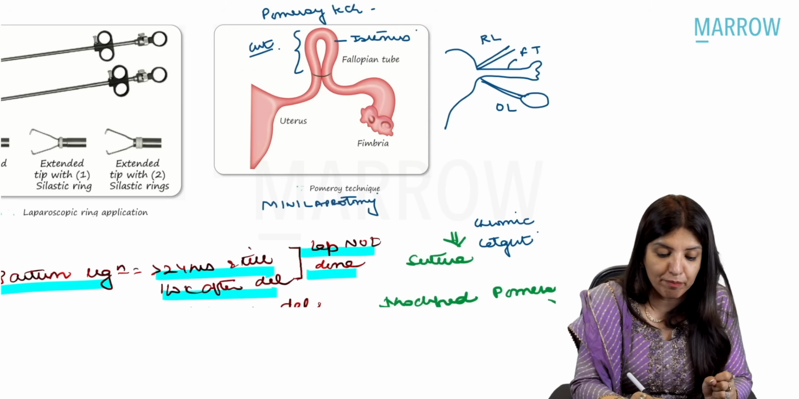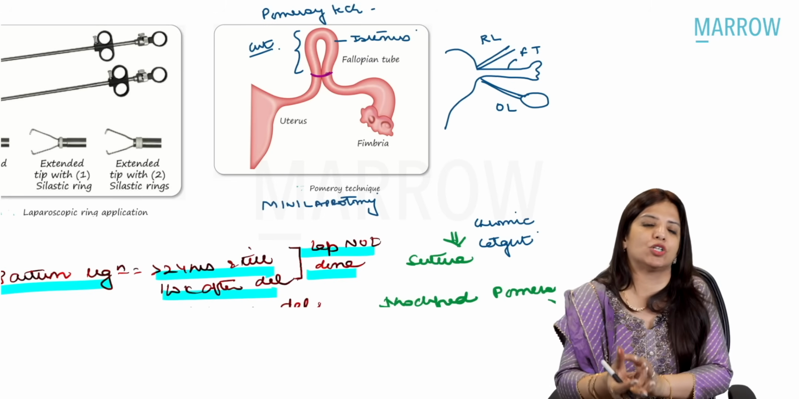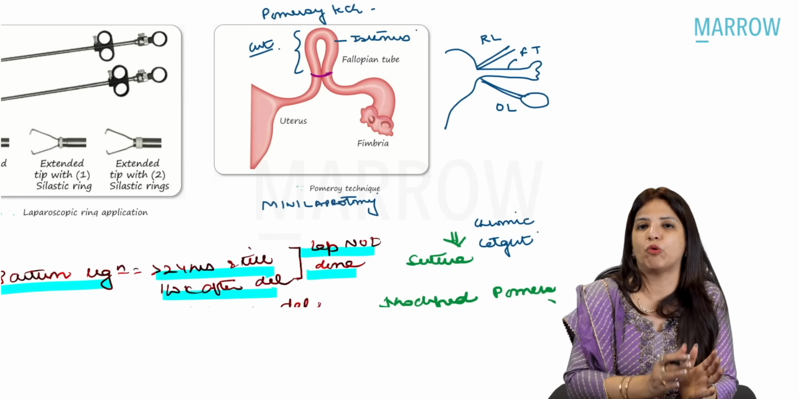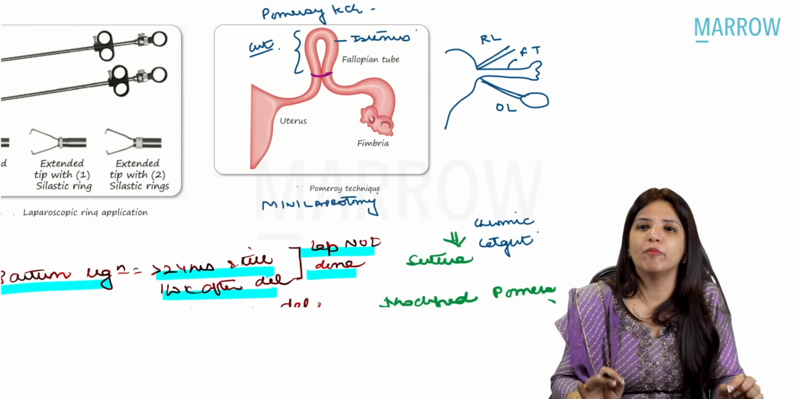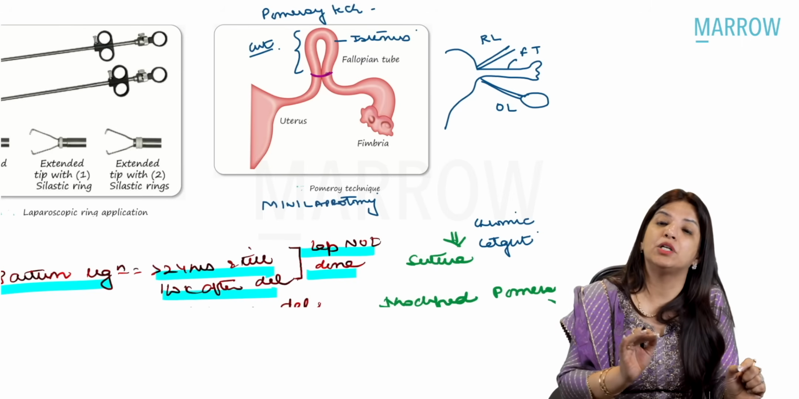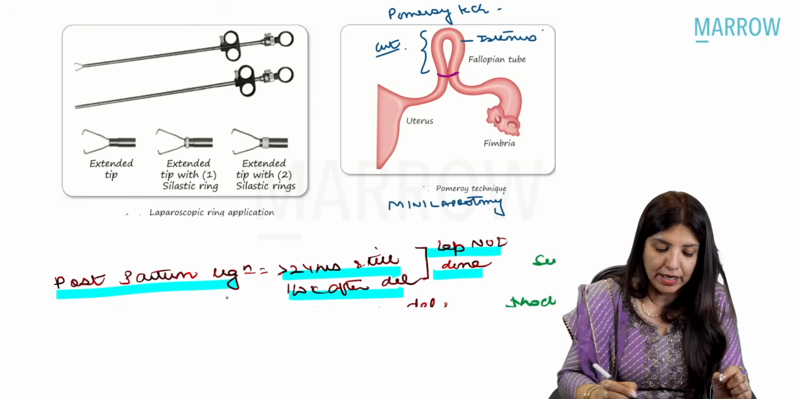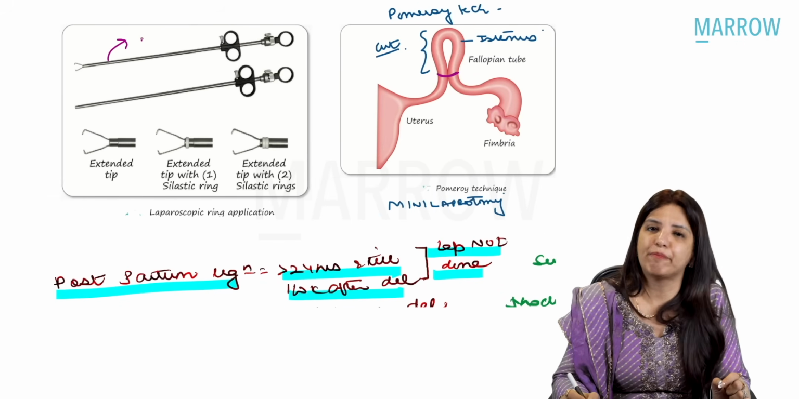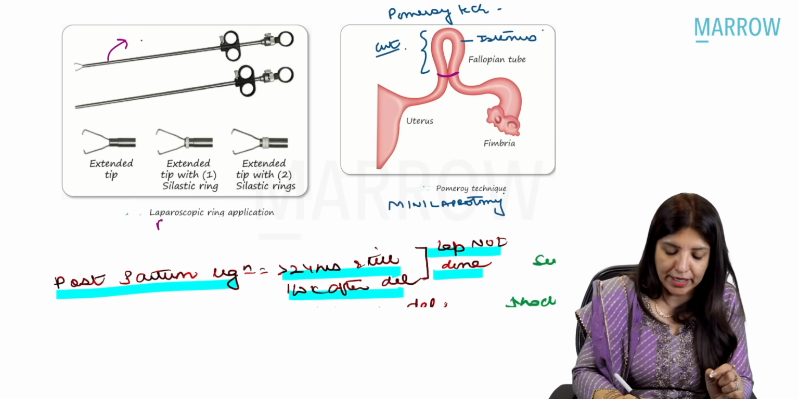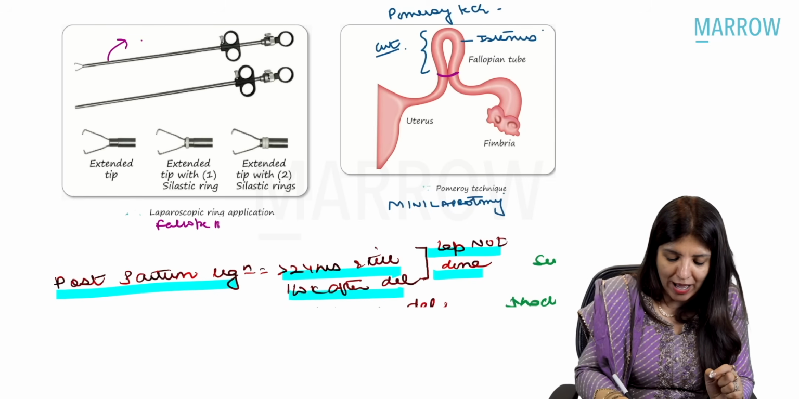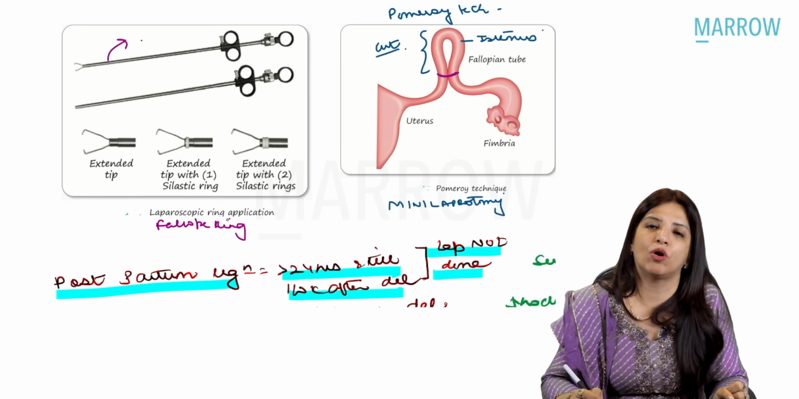Now, sometimes some books have created a confusion that if it is a single ligature, it is Pomeroy's. If it is a double ligature, it's a modified Pomeroy's. Nothing like this. Right? The only difference between Pomeroy's and modified Pomeroy's is in the nature of the suture which you are using. Now, remember that this over here is a laparoscopic ring applicator, and with the help of the laparoscopic ring applicator, you use a Fallope ring, and this Fallope ring is placed at the base of the loop, right?